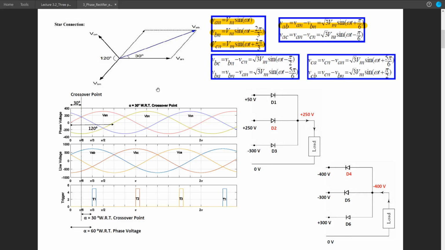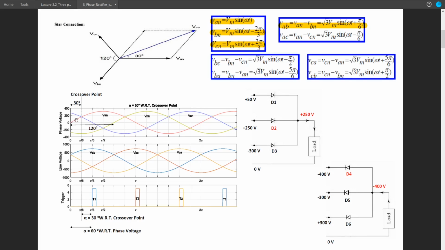In a star-connected ABC sequence, if we take VAN as reference, the VBN will start after 120 degree. Then again after 120 degree there will be VCN. So if we represent this in this waveform, here is VAN and it is starting at time t equals 0. After 120 degree, so roughly about 6 millisecond, the VBN will start, and after again 120 degree the VCN will start.